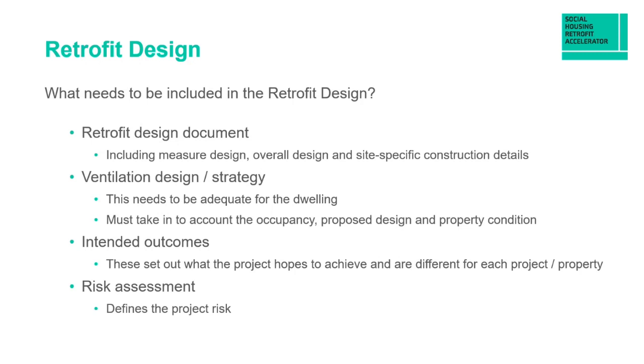And when we talk about taking into account the occupancy, obviously the amount of moisture in a property is going to vary between a single person or a family of 4, how much cooking they do, etc. So that must all be wrapped up in the retrofit design. The intended outcomes, so those have been agreed and set out what the project hopes to achieve. So whether that's to get the EPC to a required level, so from D or E up to C, maybe beyond, or maybe you've set a target for a particular level of space heating demand. And then finally, the design document needs to include the risk assessment that defines the project risk.